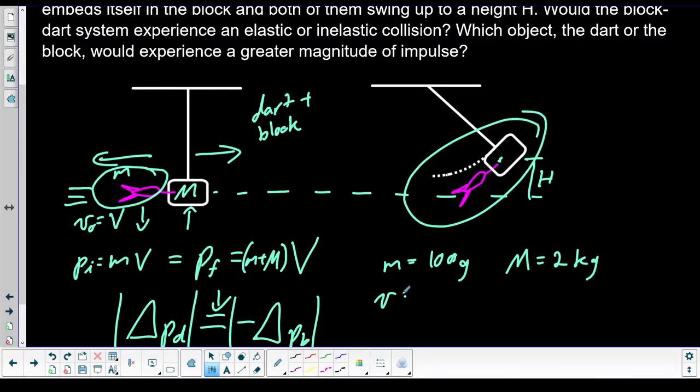This V initial equals, screw it, make it 50 meters per second. Throw that thing at like 100 miles an hour. You know what I mean? And then see if you can do the problem. See how high this thing would swing. So yeah, you could do it if you feel like it, right? This is left as an exercise for the viewer.